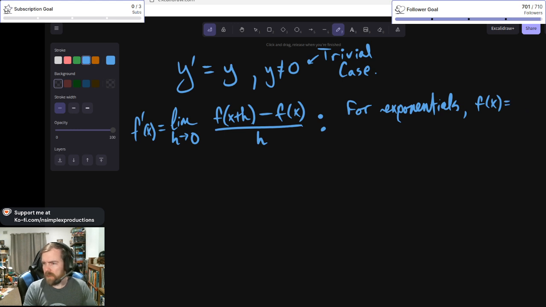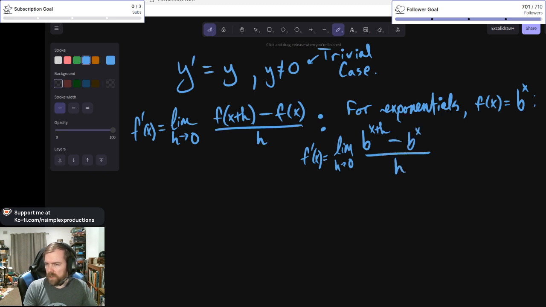Let's do B. For the exponentials of the form b to the x, we end up with something that looks like the limit as h approaches 0 of b to the x plus h minus b to the x all over h. And here we could separate out the multiplier, so b to the x times b to the h minus 1 all over h, which is equal to the limit.